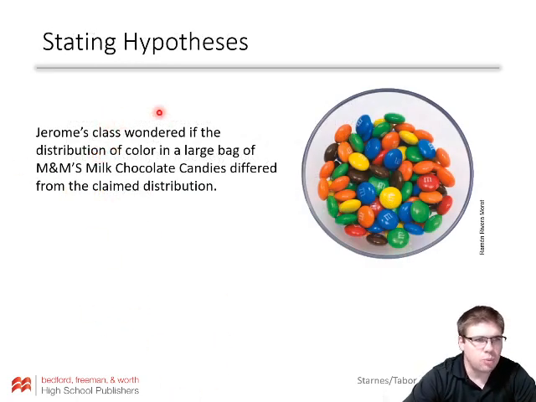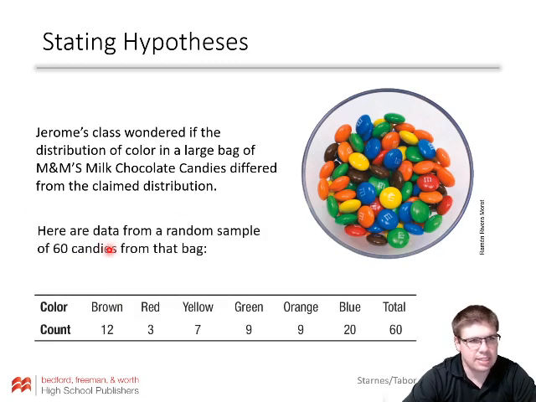Jerome's class wondered if the distribution of color in a large bag of M&M's milk chocolate candies differed from the claimed distribution. And so they've got a sample here of 60 candies from that bag, and here are the actual counts that they got. Out of their 60 in their bag, they observed those amounts.